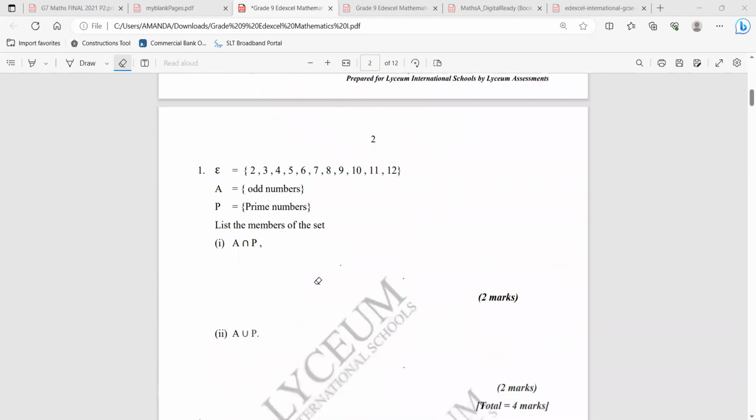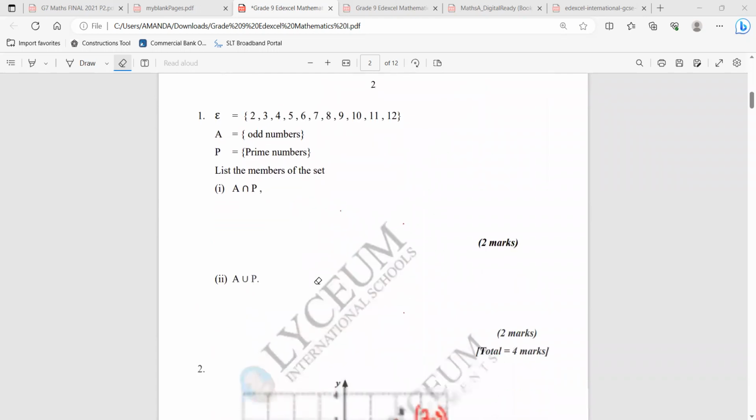Right, so the first question is here. Now, question one is from sets. Right. So they have given some numbers here, and then from there, they have taken two sets. Set A is odd numbers. So let's see what are odd numbers. And then set B is prime numbers.